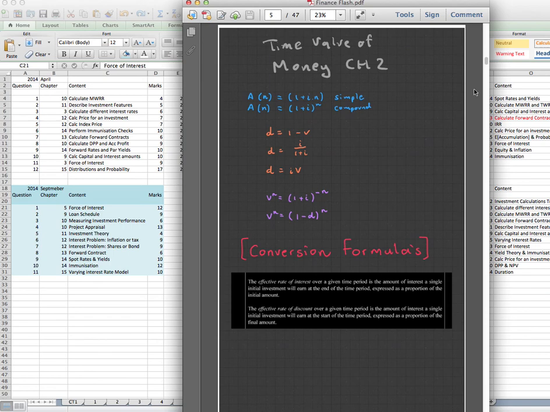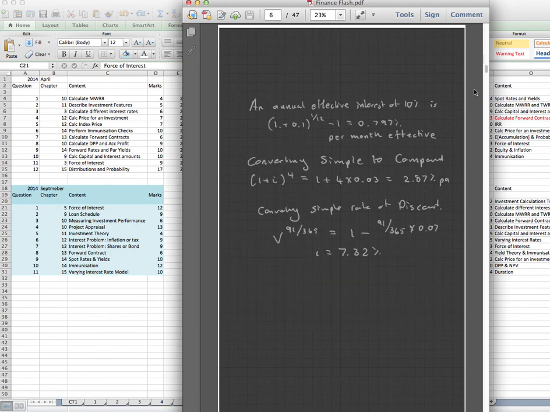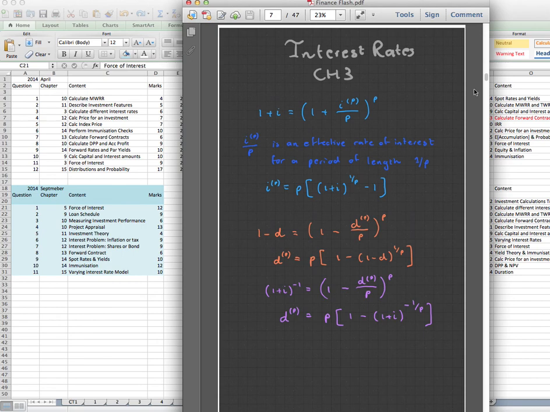Chapter 2 is also a foundation chapter, known as the time value of money. Money in the future is worth less than money in the present if you have a positive interest rate. Then it also introduces the discount and the discount factor. It takes a little bit of time to get your head around, but it's actually not too bad. Just a little example there.